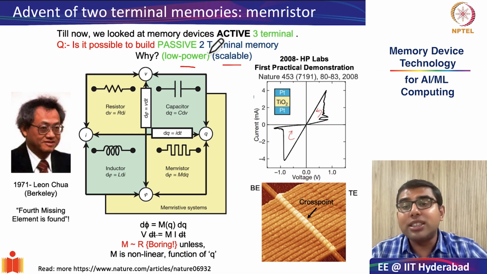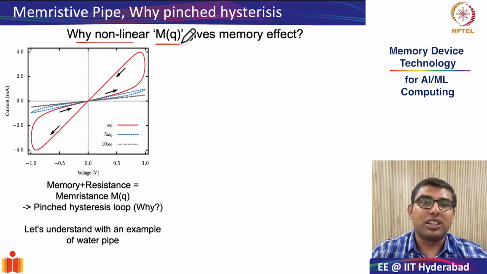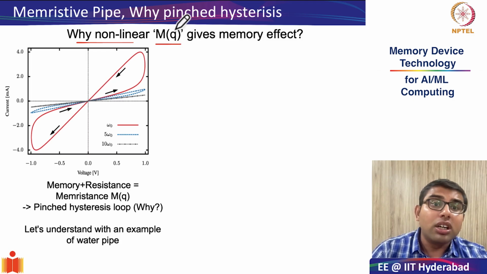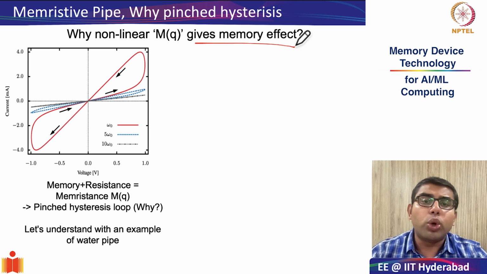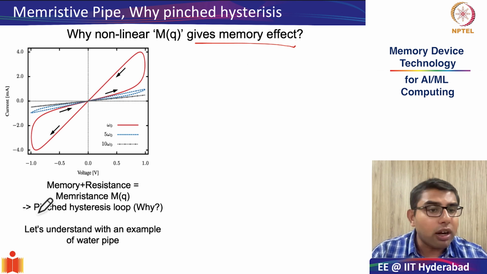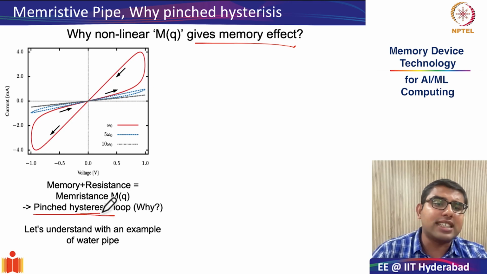Okay, now let's go back to our original question. Why does this nonlinear memristor, which is a function of Q, give a memory effect? To answer why it gives a memory effect, we have to learn something about the pinched hysteresis loop. What is the pinched hysteresis loop? Let's first look at what hysteresis is.